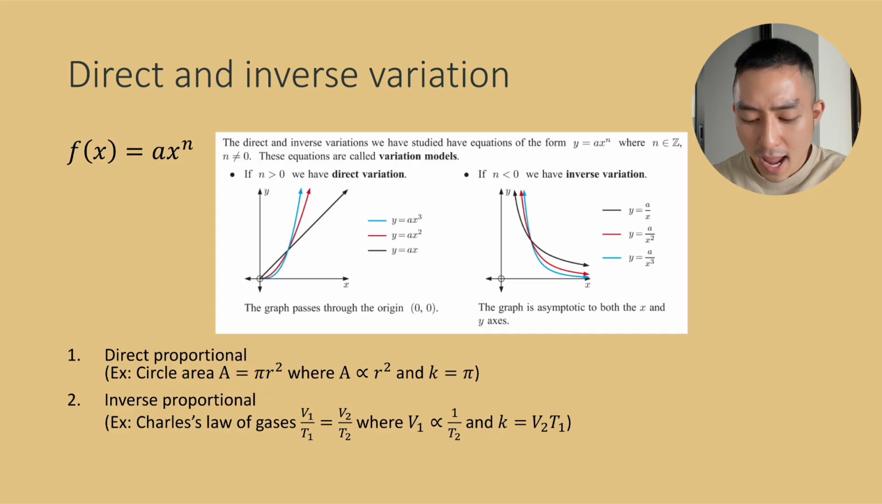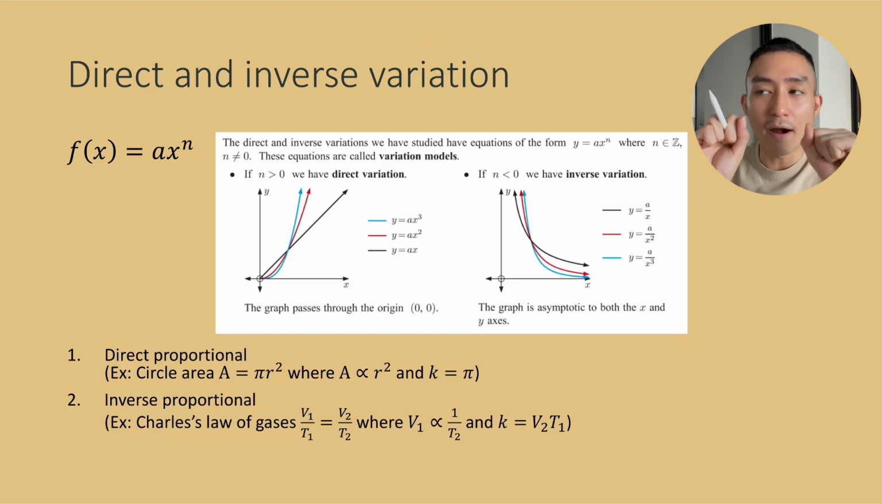We know that A is proportional to the square of the radius, because as the radius increases, the area also increases, but by the square of the radius. K is the multiplier constant here, it's pi. Inverse proportional means it's reverse. So as one variable goes up, the other variable goes down.